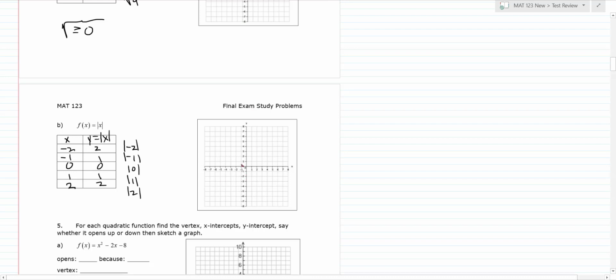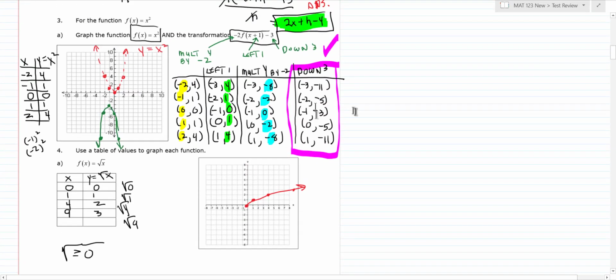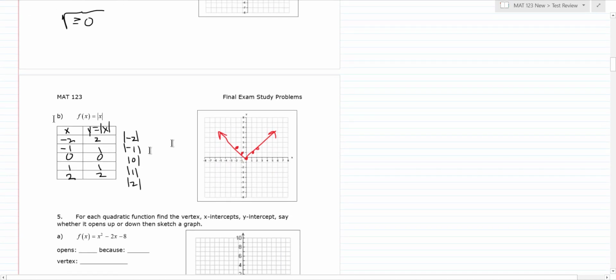And then this is just a matter of graphing this. So it's left 2, up 2. Left 1, up 1. 0, 0. 1, 1. 2, 2. And then your graph of an absolute value like this has that V shape. So what you want to make sure you know how to do is make a table of values and graph a basic function. Then you want to be able to do transformations, kind of like I did on 3A. You could do transformations on any of these graphs by making a table. So you want to review how to do that.